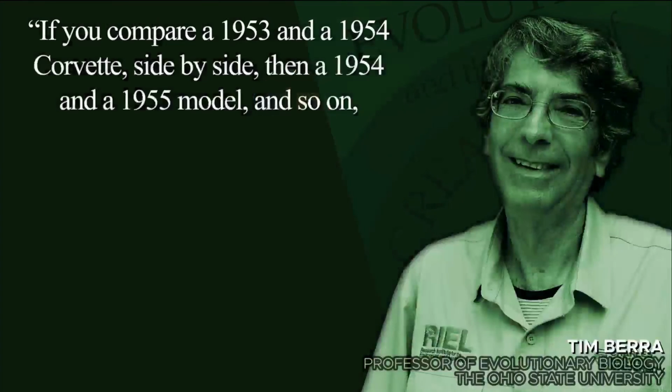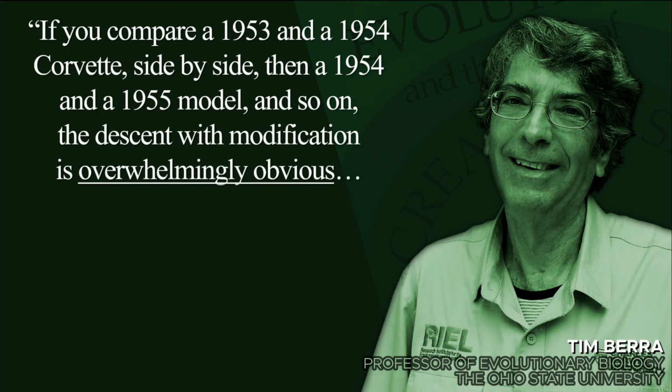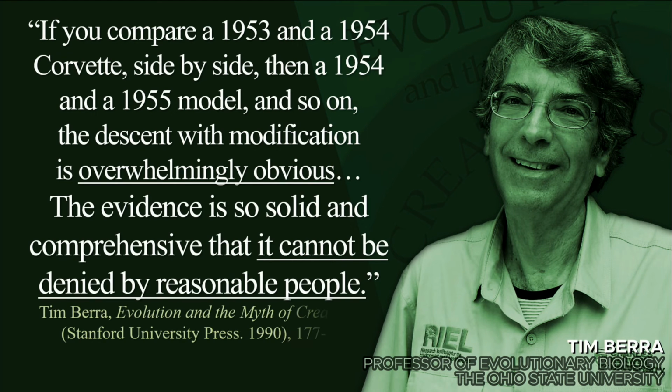Well, let's read from Tim Barra, professor of evolutionary biology at The Ohio State University. He says, if you compare a 1953 and a 1954 Corvette side by side, then a 1954 Corvette and a 1955 Corvette, and so on, the descent with modification is overwhelmingly obvious. The evidence is so solid and comprehensive, it cannot be denied by reasonable people. And he's right about that.